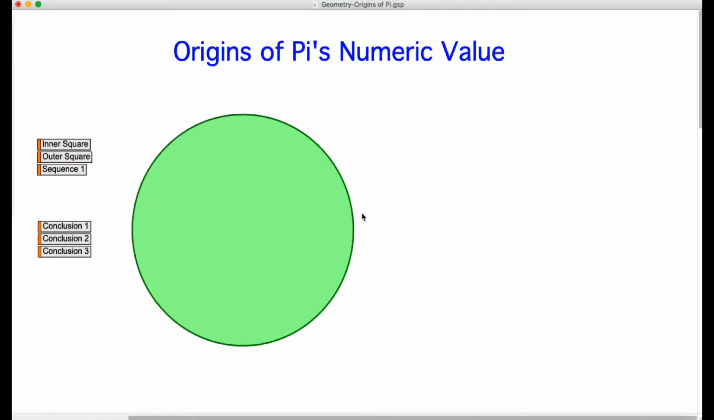The origins of pi and its numeric value are a very interesting story, quite a fascinating story, and probably one of my top 5 all-time favorite lessons. It starts with the idea of what is the area of a circle.